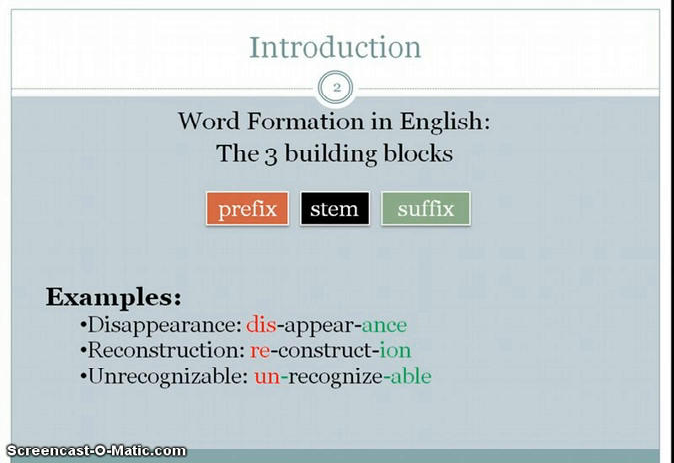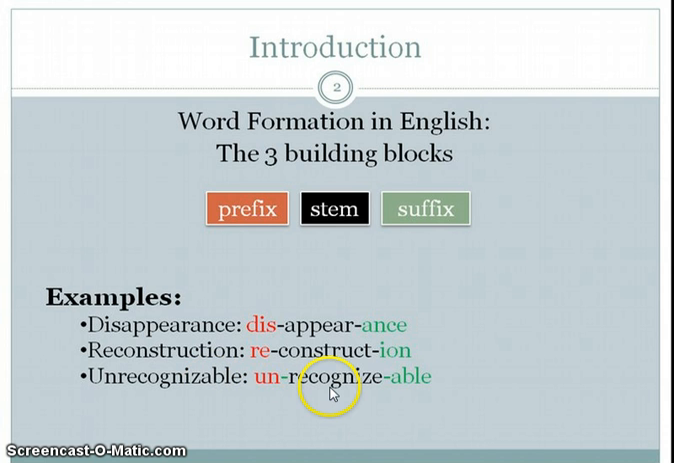Basically, we start with the stem, we can add a prefix, and we can add a suffix. We call these the three building blocks. If we look at some examples, for example, if we take the word disappearance, you know the word disappearance. It's made up of a prefix, dis, the stem appear, and the suffix ance, disappearance. Or the word reconstruction, reconstruction, to build again.